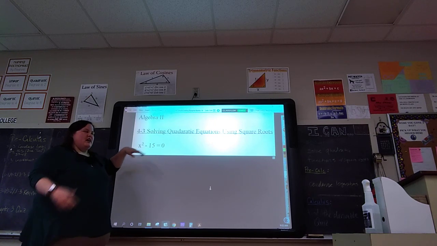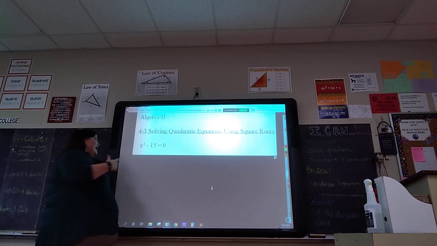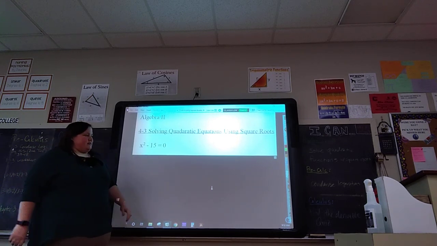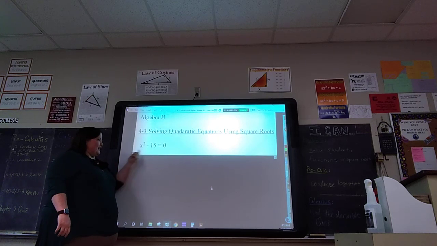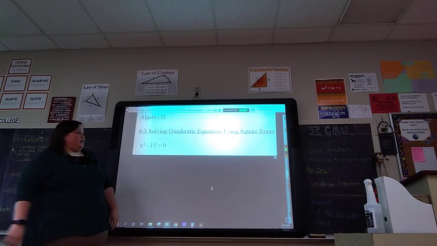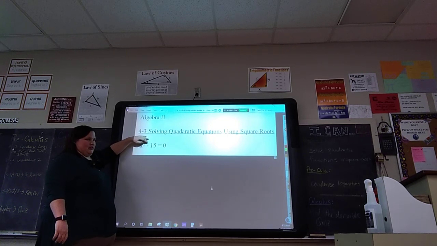15 would be really easy because you use 4 and -4 to factor it. With something that's not a perfect square, the only factors we have with that are 1 and 15, and 3 and 5, and that's not going to add up to that 0.